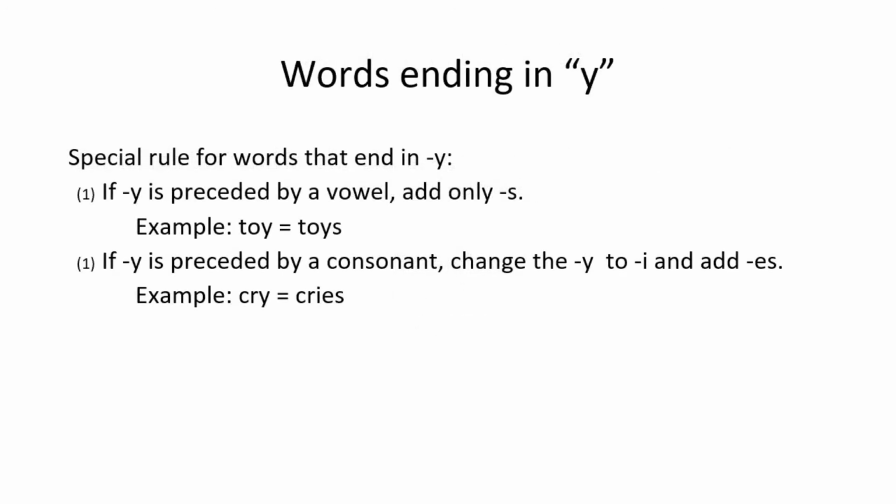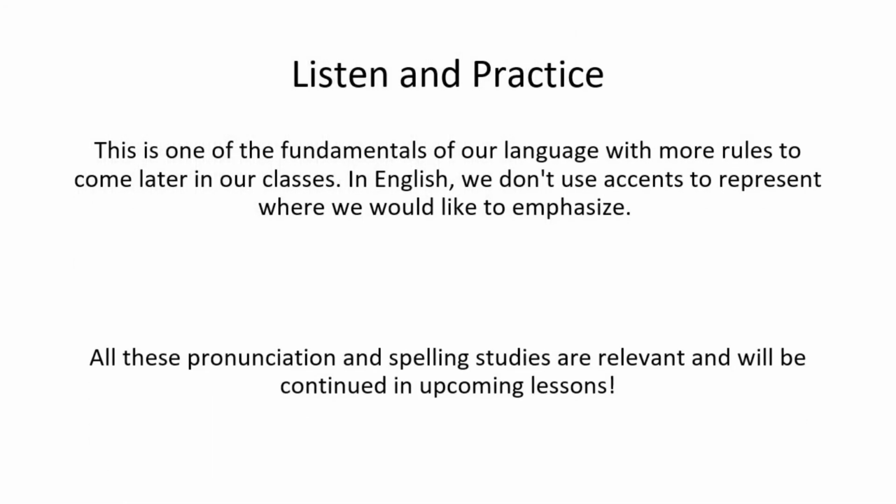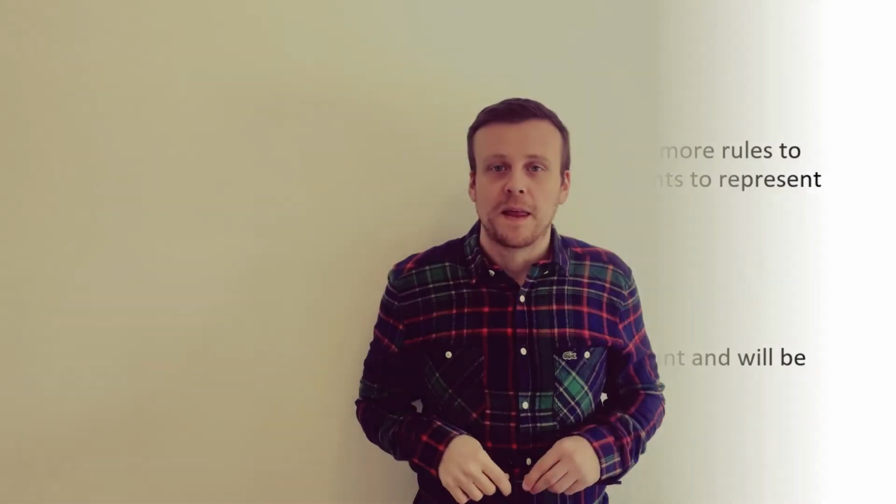We also have an exception for words ending in Y. If Y is preceded by a vowel, only add an S. For example, toy becomes toys. Now, if Y is preceded by a consonant, we need to change the Y to I and add ES. For example, cry becomes cries. So make sure to keep practicing because it's very important to your development.